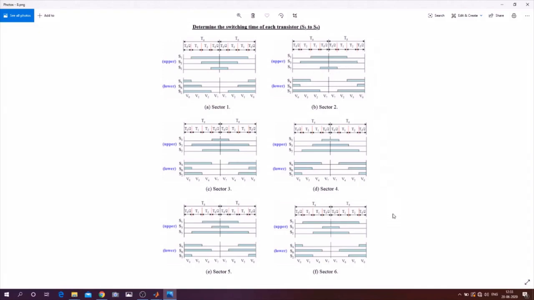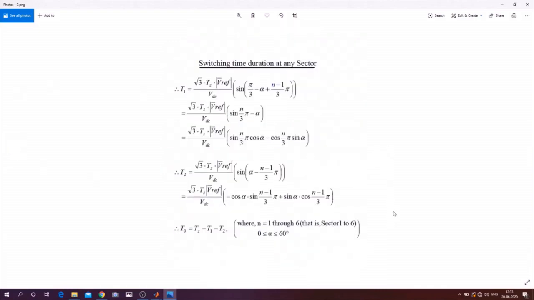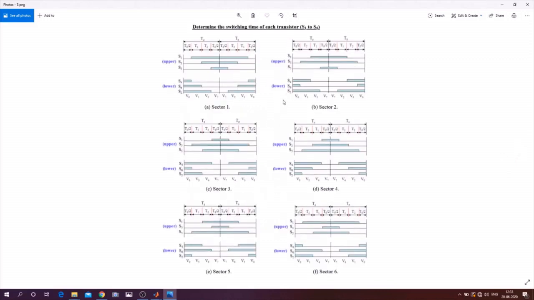You can have a look at this chart to see how it is prepared using the previous formula. You can observe a pattern over here: V0, V1, V2, V7, V7, V2, V1, V0. So from here it is the mirrored image of this part. And you see for sector 1 it is V1, V2. For sector 2 it is V3, V2. For sector 3 it is V3, V4. For sector 4 it is V5, V4.